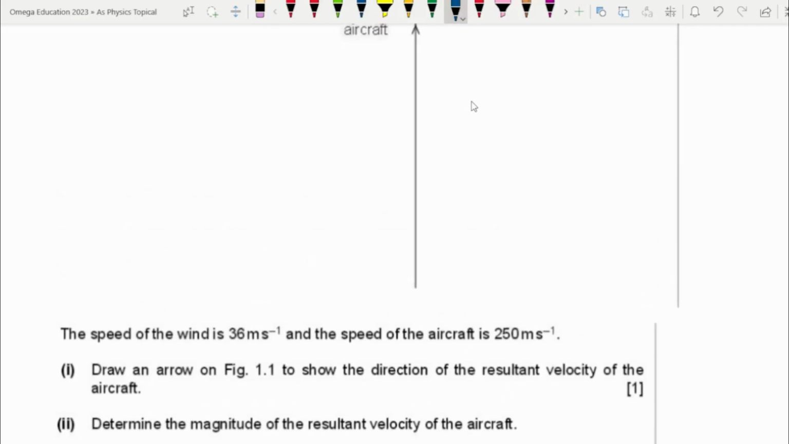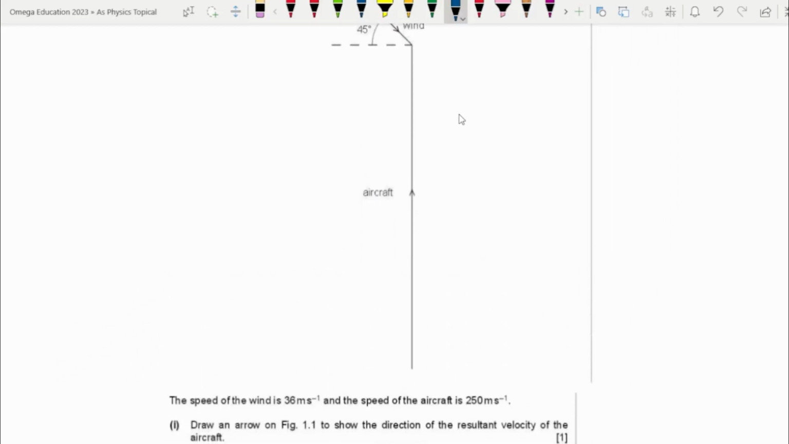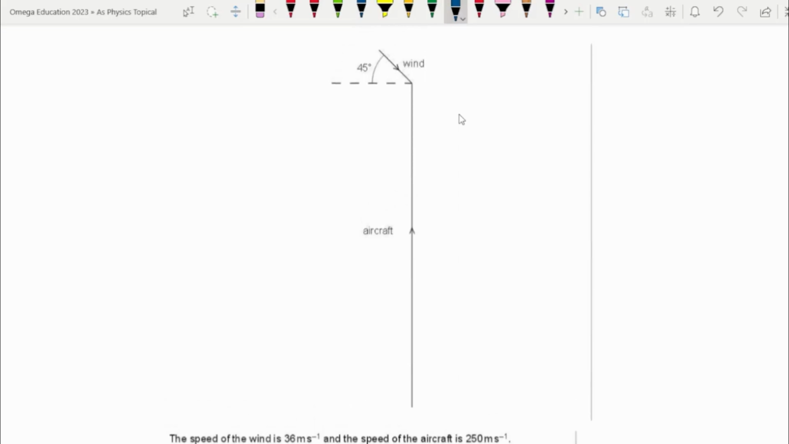So let me just zoom it out. Alright, so this is the diagram that we have. How many vectors can you see right now? You can see two vectors. You can call the bigger one the first vector, but it's your choice. And the second one you can call the second vector.